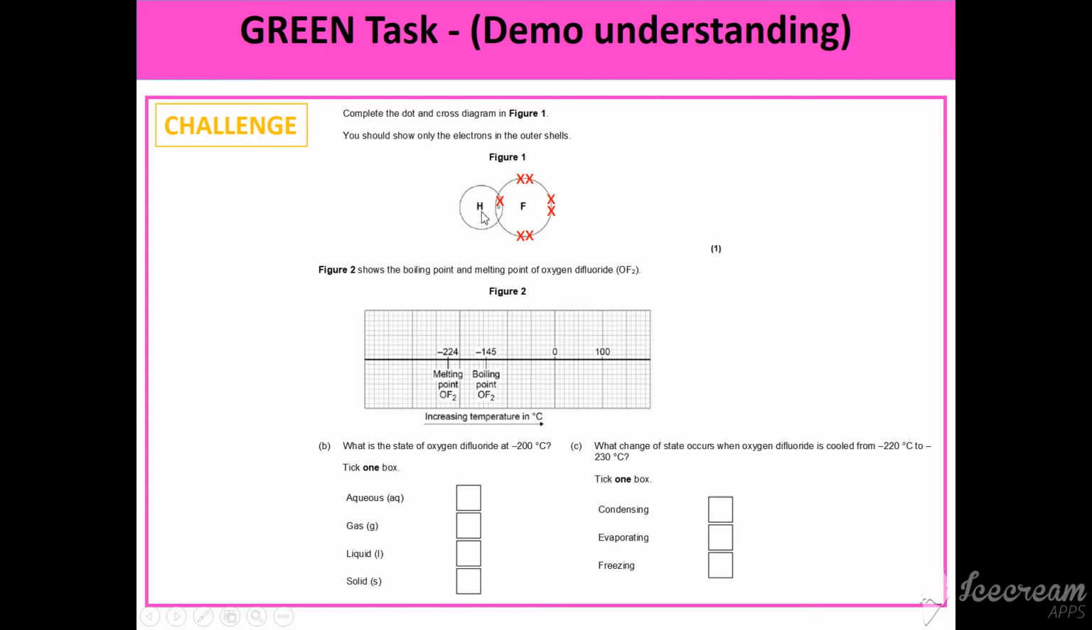Remember, the first shell can only hold 2 electrons, so hydrogen's shell is full, 1, 2, by sharing this one from fluorine. And fluorine has got a full second shell with 8. 1, 2, 3, 4, 5, 6, 7, 8. The 8th one coming from hydrogen.